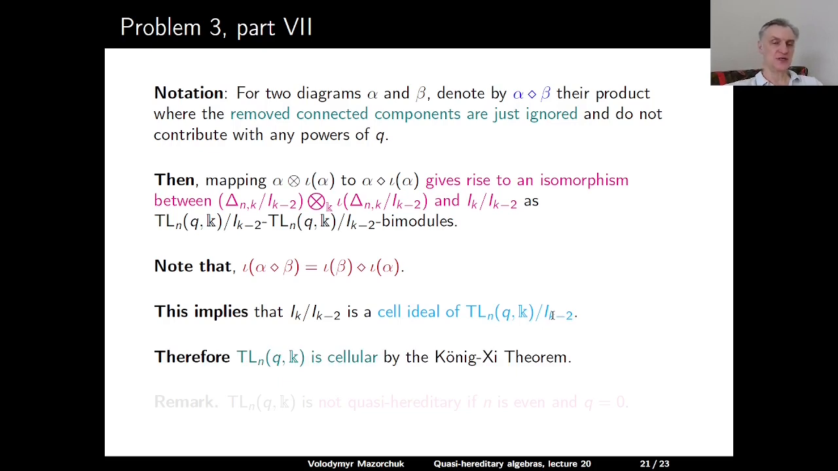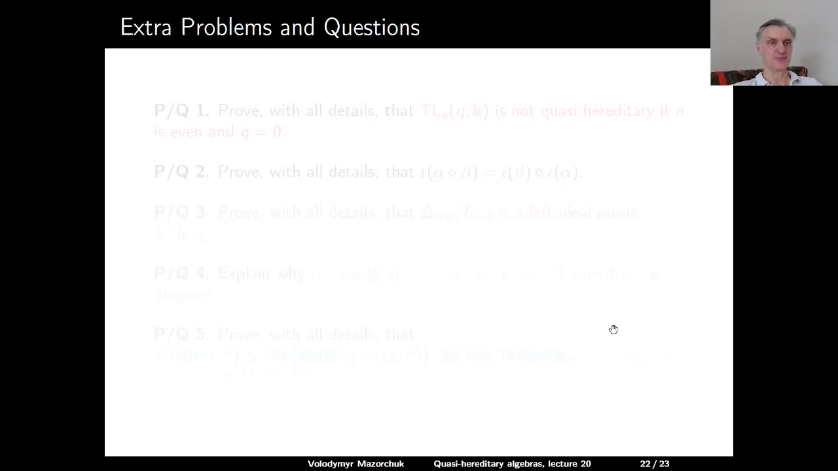And so all conditions of the theorem by Koenig and Xi are satisfied, and this implies that TL(n,q) is a cellular algebra. It is very interesting to observe that this algebra is not quasi-hereditary in the case when n is even and q is 0. So we have a genuine example of a cellular algebra here, which is not quasi-hereditary, but in most cases, for most values of the parameter, it is.